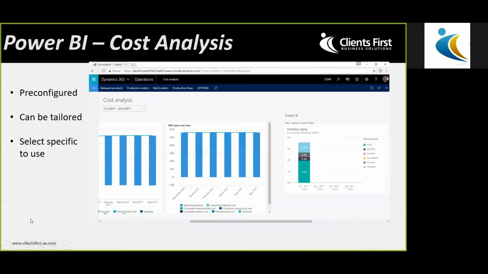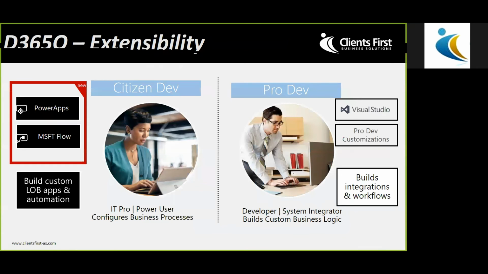Again, that can be tailored just by double clicking on that and you go right straight into the Power BI. So the extensibility part of D365O is twofold. One, with Power Apps and Microsoft Flow, which are two apps that are new that work closely with Dynamics 365O, gives the ability for an IT pro or a power user in Dynamics 365O to configure their own business processes and build custom apps. So not totally dependent on pro developers.